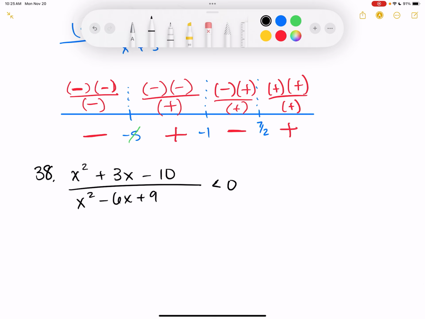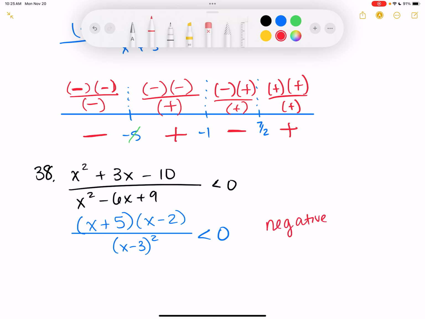it's not already factored for us, so what might I need to do? Factor. So what would the top factor into? x plus 5, x minus 2. And then the bottom? x minus 3, x minus 3. So x minus 3 squared is less than 0. So what values am I looking for? Negative, not including zeros. Yep, negative, not 0.